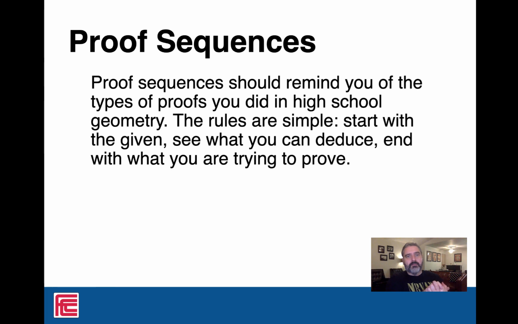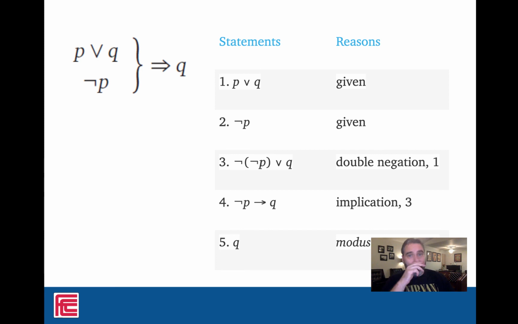So proof sequences should remind you a lot of what you did in geometry. You sort of write your T, make your statements on the left. On the right, you're giving your justifications. So here's one that is a slightly different one. If we have P or Q and we have not P, then we can imply Q.